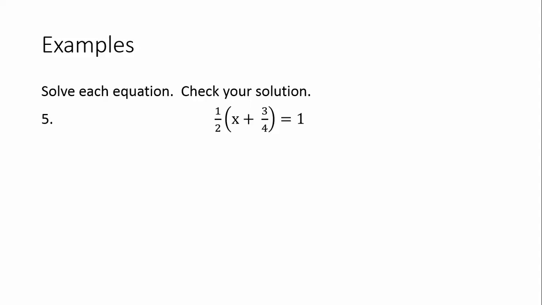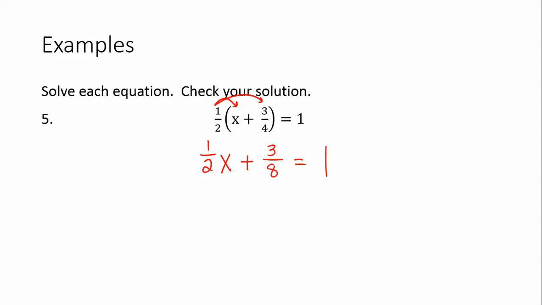Finally, this last one, I made this one a little ugly, but it's distributive property and fractions. So when you have the distributive property, the first thing you want to do is distribute. 1/2 times x is 1/2 x plus 1/2 times 3/4. Remember, multiply across the top and multiply across the bottom.